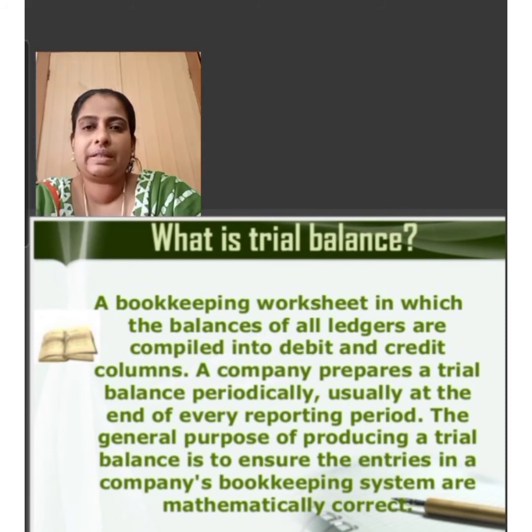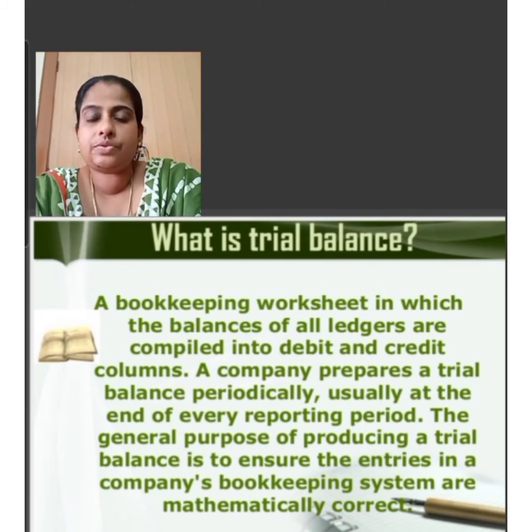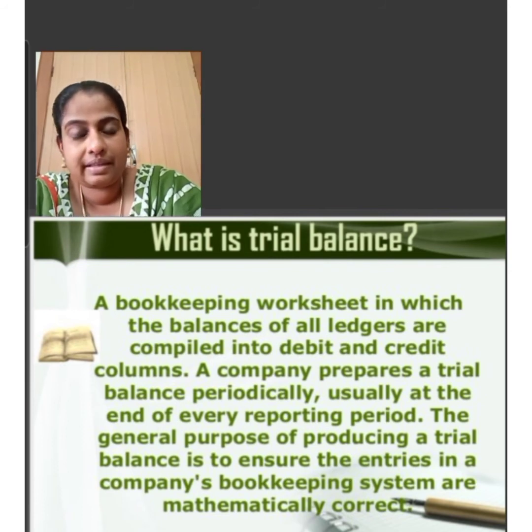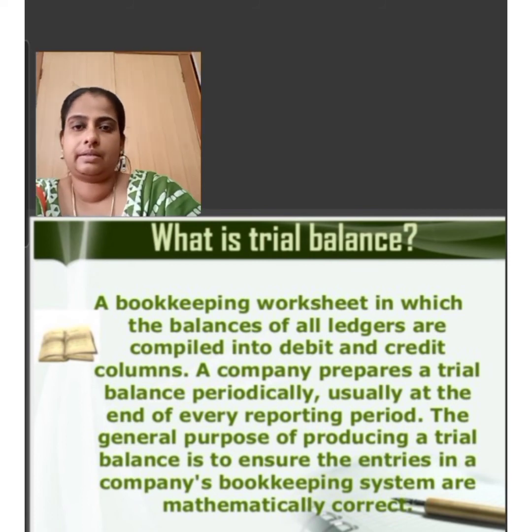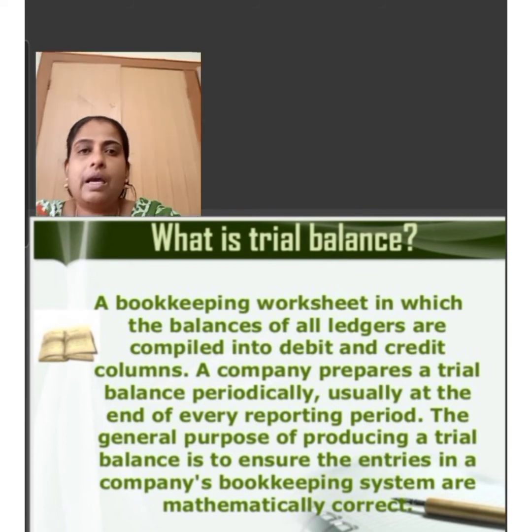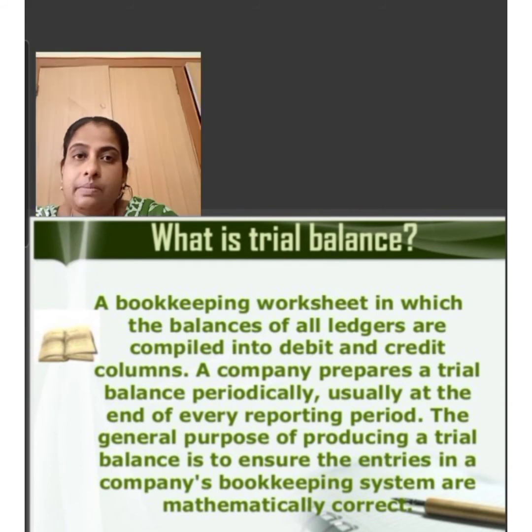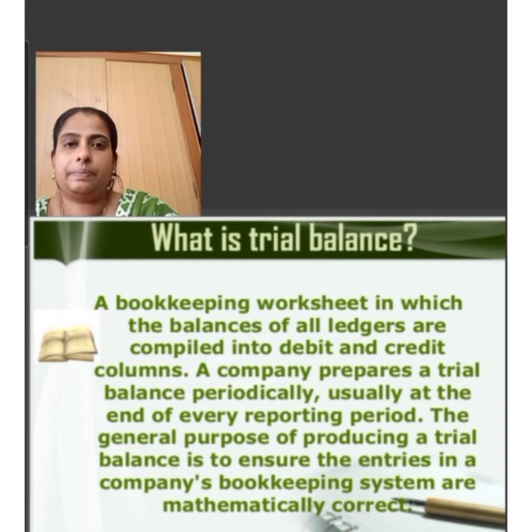That means there are two or three methods for preparing trial balance. First method is total method. Second method is balance method. And third method is total cum balance method. Then another point is the total of the debit and credit column of the amount must be equal.